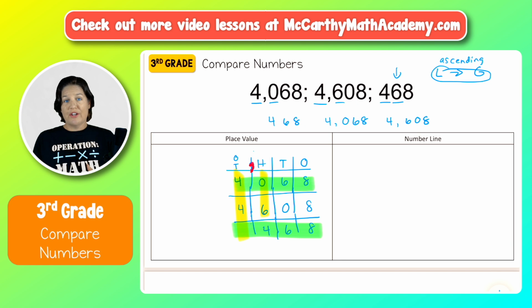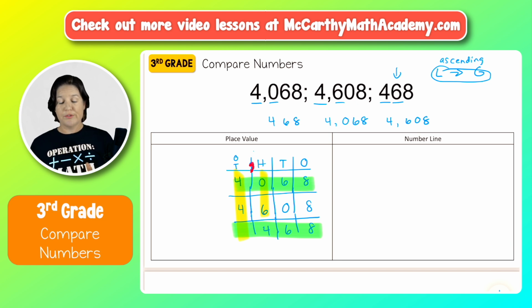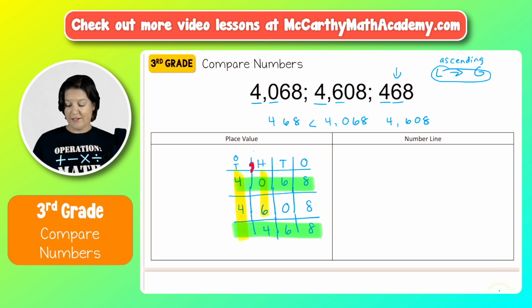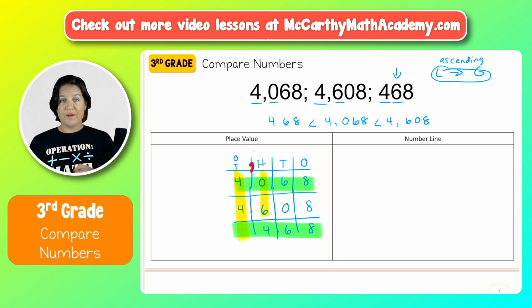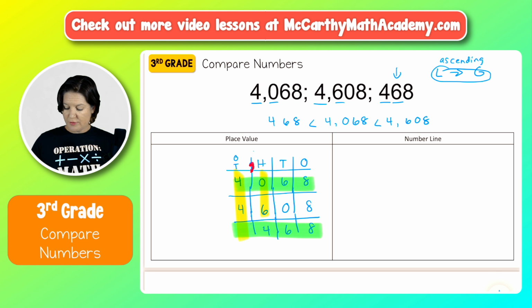Now, typically, we want to encourage students to write this as a mathematical statement. So we can say that 468 is less than 4,068, which is less than 4,608. Cool, so that is how you compare using place value. You could also use place value blocks to model this out too. Okay, and then using a number line.